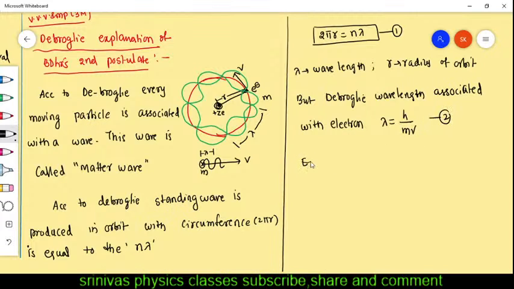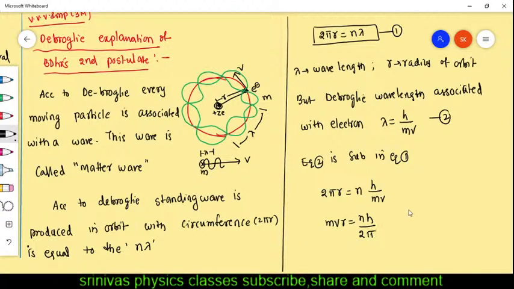Now what you have to do here, equation 2 is substituted in equation 1. This is the formula for the wavelength associated with the electron. If you substitute in equation 1, then what will you get? 2 pi r is equal to n lambda, where lambda is h by mv. Is that right? Then here what will you get? We take this mv to the left side, 2 pi to the right side. mvr is equal to nh by 2 pi, right?